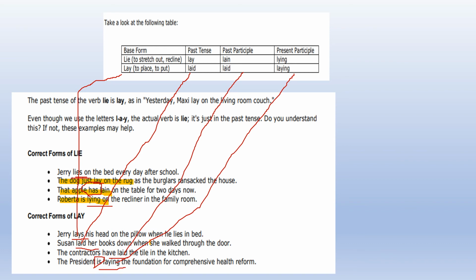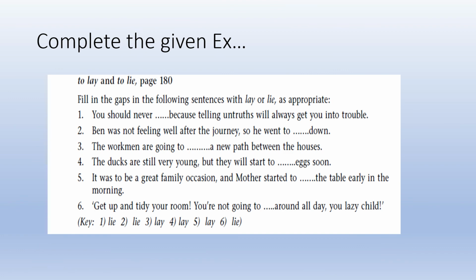Okay children, let's see how we are going to do the next exercise. Slide. Okay, अब आपने verb use करना है lay और lie. अब for example, when we use the verb lie, to lie उसके साथ to आता है और to lay का मतलब होता है to set or to settle. So इसमें क्या आएगा lay और lie. You should never dash, because telling untruths will always get you in trouble. Ben was not feeling well after the journey so he went to dash down. सब आपने ये देखना की मैंने दी हुई है पर लेकिन आप खुद कीजिएगा इसको. Do it yourself first, then you can consult the key.